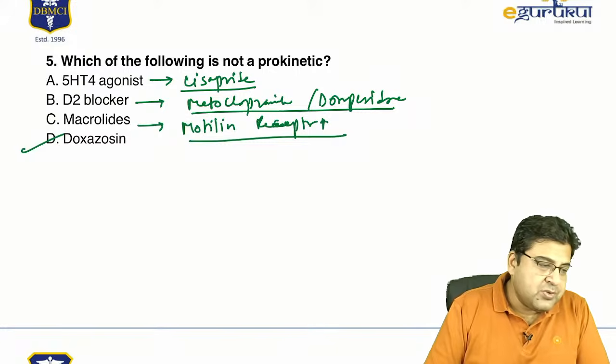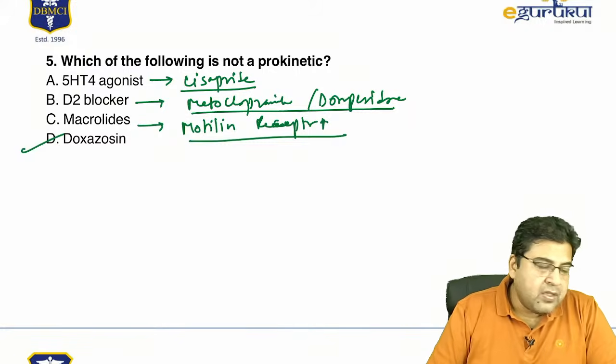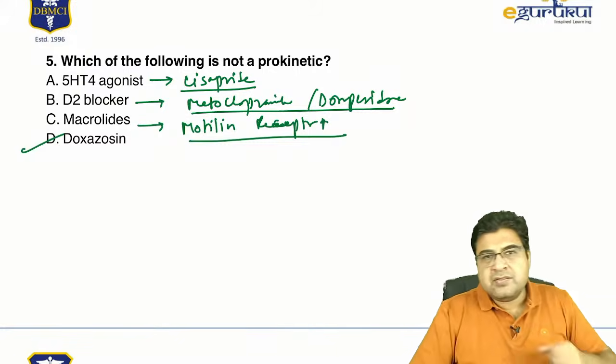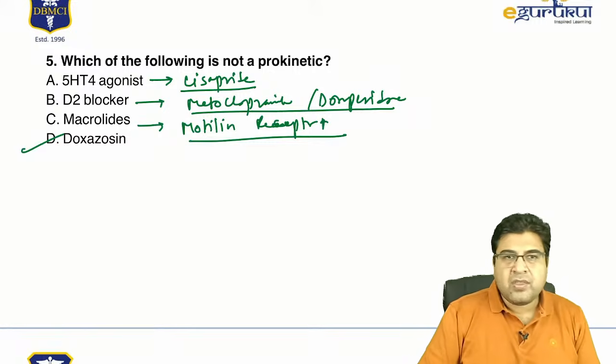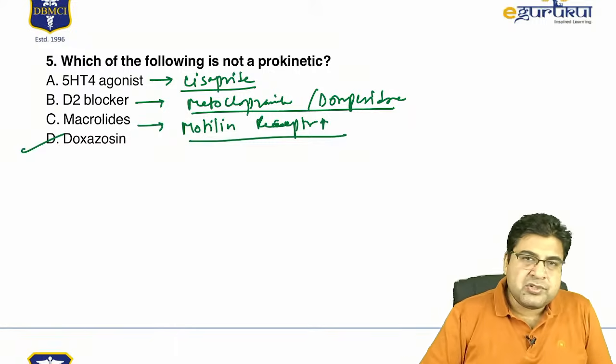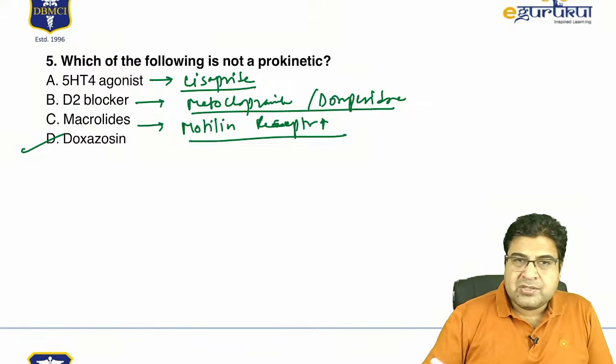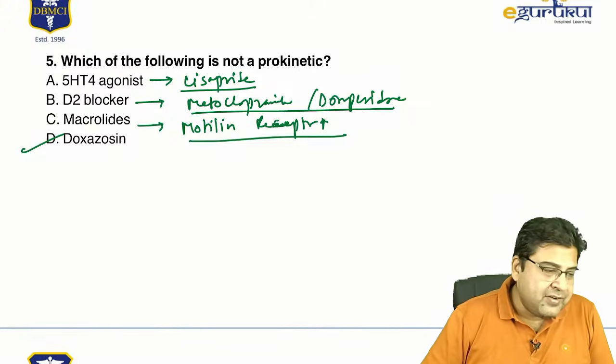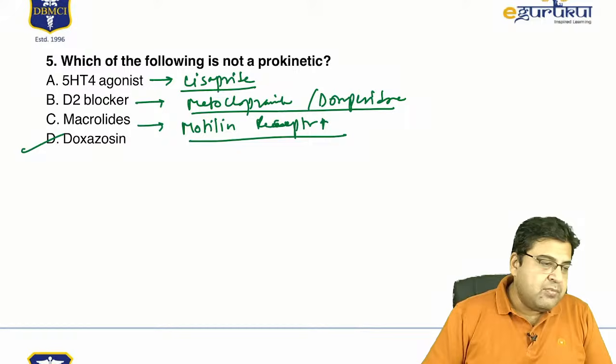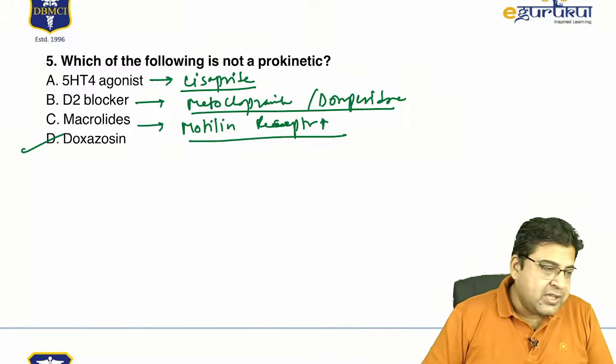So here doxazosin, which is an alpha 1 blocker, is not a prokinetic medicine. Doxazosin is not used as a prokinetic, although doxazosin can result in diarrhea as a side effect, but it is not a prokinetic medicine.